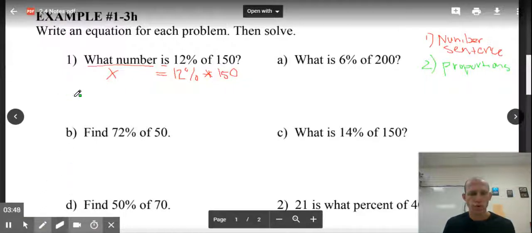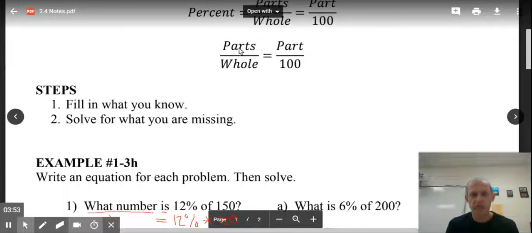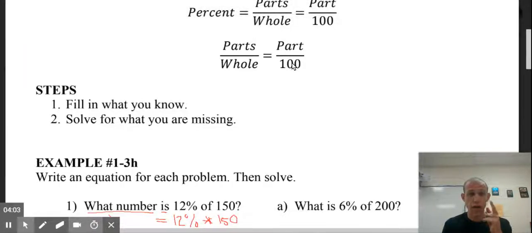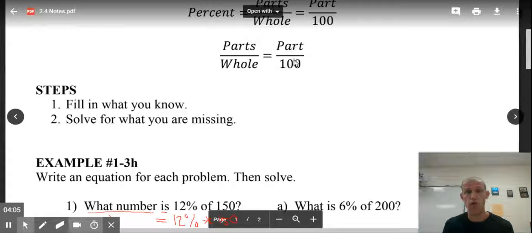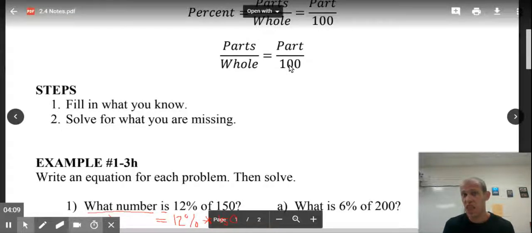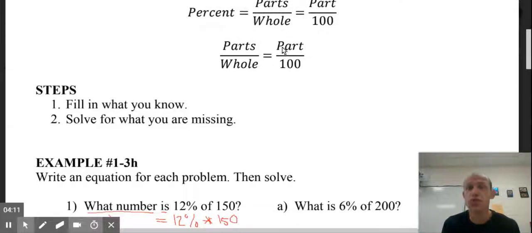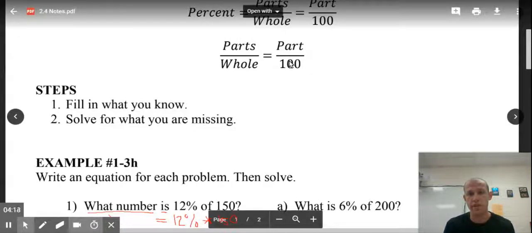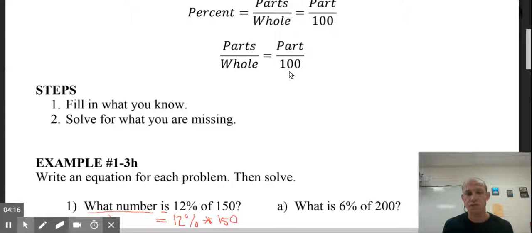So proportions, if we kind of scroll up, we are going to set up this right here. The part over the whole is equal to the part over 100. The part over 100 is always the percent. So if you have 12%, that's 12 over 100. If you have 50%, that's 50 over 100. If you have 200%, that's 200 over 100. The part over 100 is always the percent.